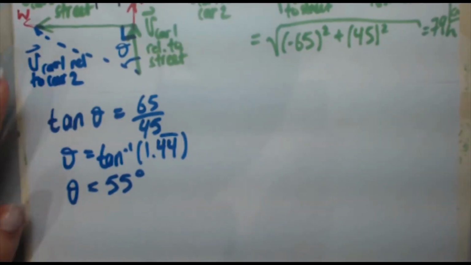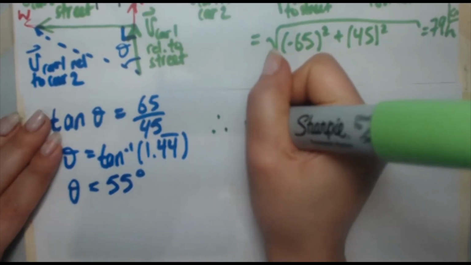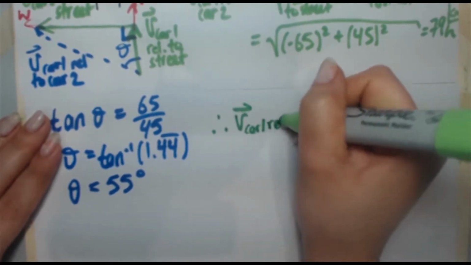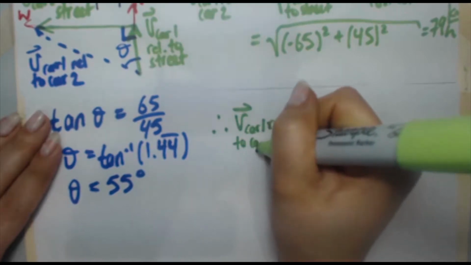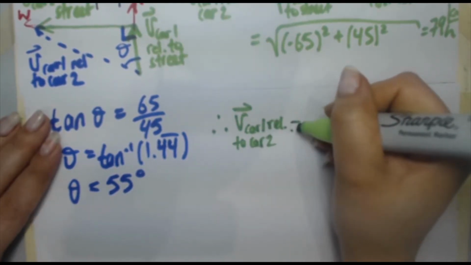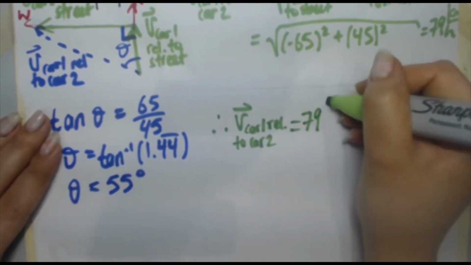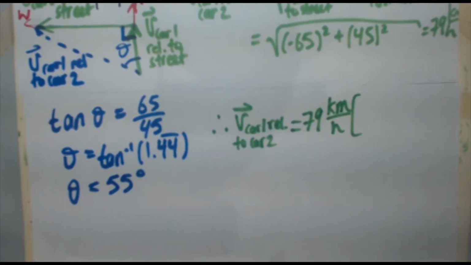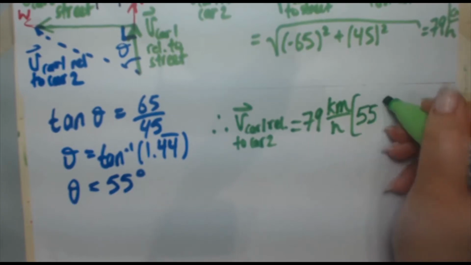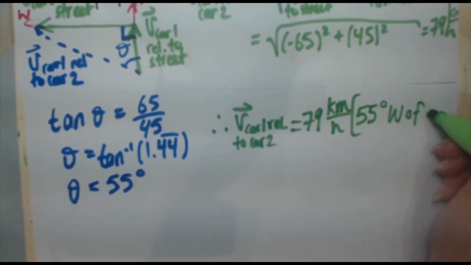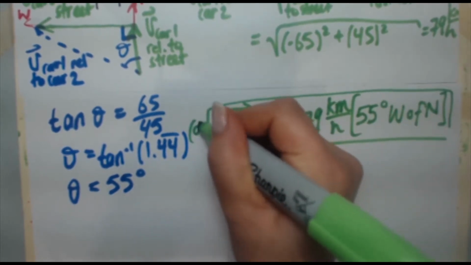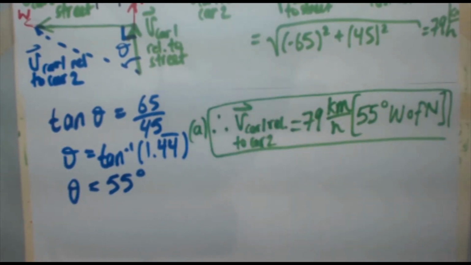So we can therefore express our final velocity. So therefore V car 1 relative to car 2 is equal to 79 kilometers per hour. And for your direction, you want to express this in square brackets, 55 degrees west of north. And there is your final answer for part A. So hopefully part A made sense to you. Part B is very similar.